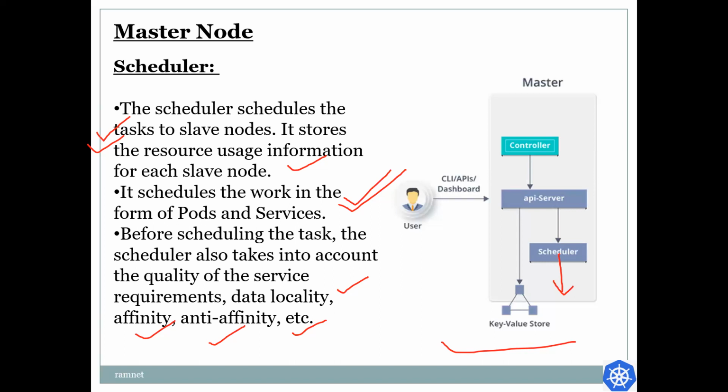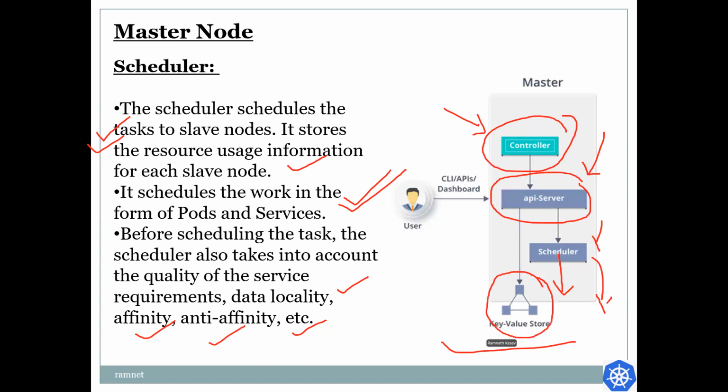So there are components in the master node. One is the controller, which controls everything. The second is the API server, through which scripts and other things are sent. Then the scheduler, which talks directly to the worker nodes. And the key value store stores all the information about the master nodes, the configurations and other things. Overall, this is what we can call a master node.